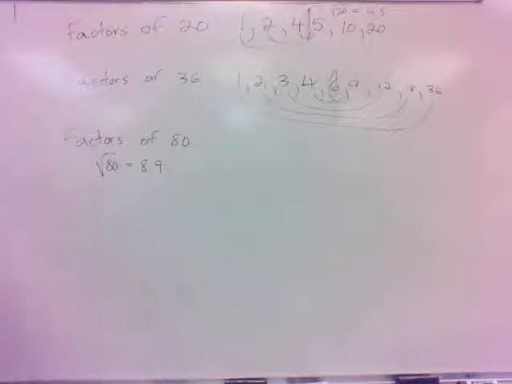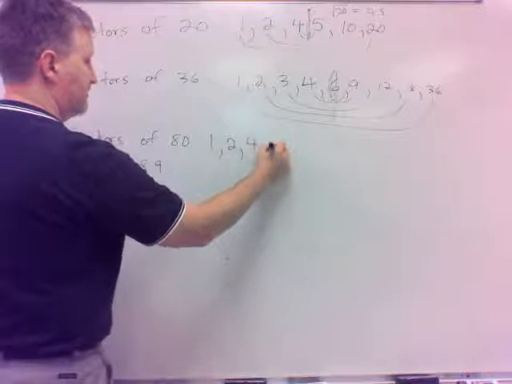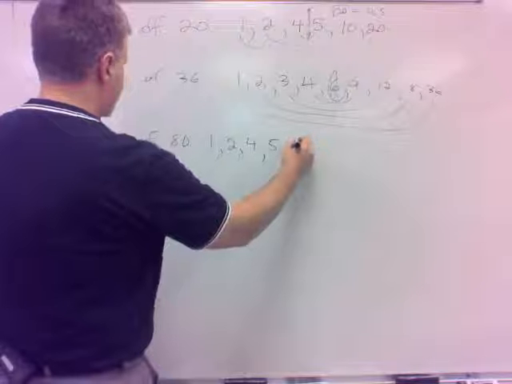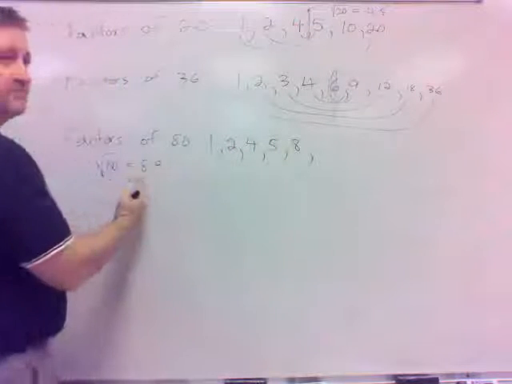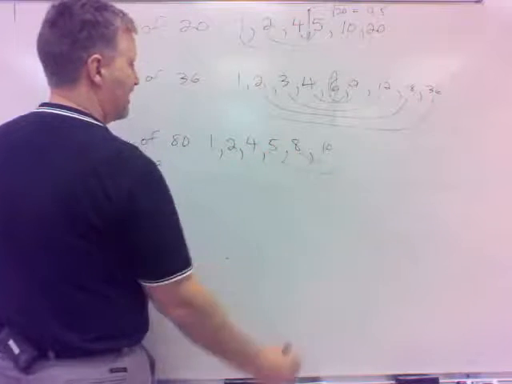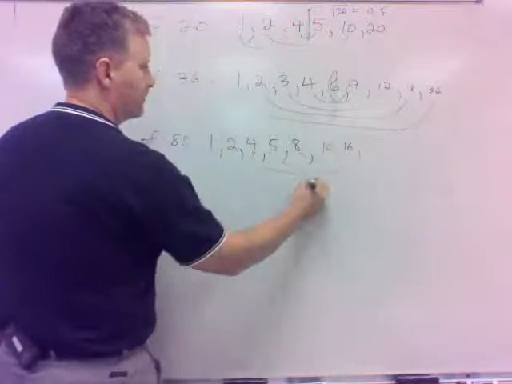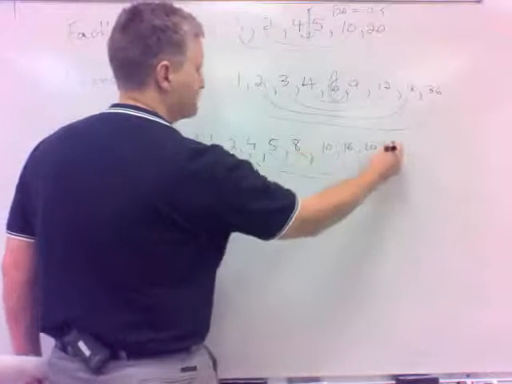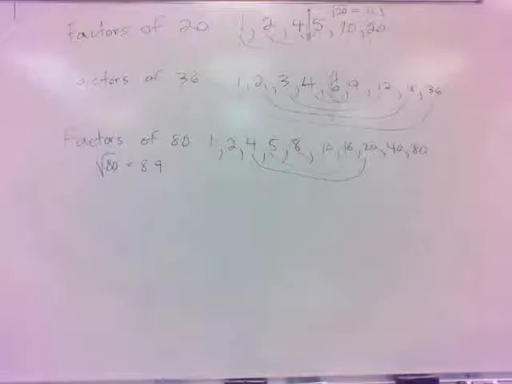So all I have to do, when I'm doing these factors, is go up to that. So I've got, is 1 a factor? Yes. 2 a factor? Yes. 3? No. 4? Yes. 5? Yes. 6? No. 7? No. 8? Yes. And I've reached my point there, and so now they're just going to pair up. 8 with 10, 5 goes with 16, 4 goes with 20, 2 goes with 40, and 1 goes with 80. That's my list of factors there. See that? So it works in all cases.